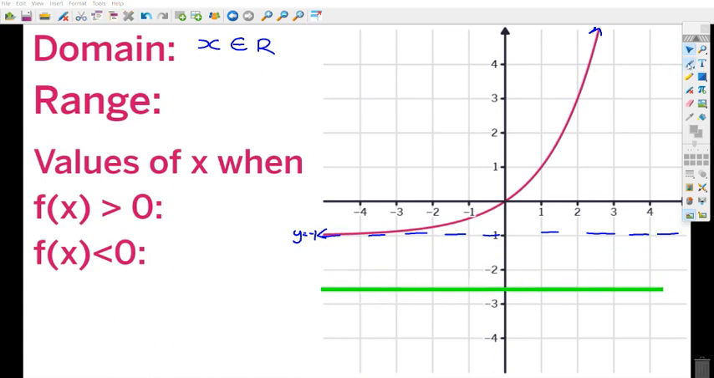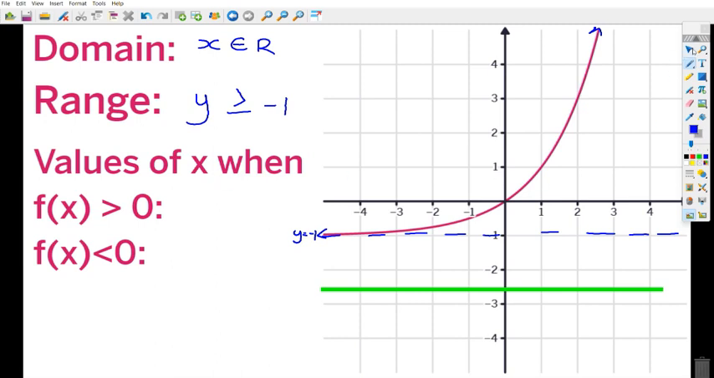Okay, so my range is going to be all the y values that are greater than or equal to, above what value? My asymptote, which is negative 1. Okay, I hope that makes sense, guys.